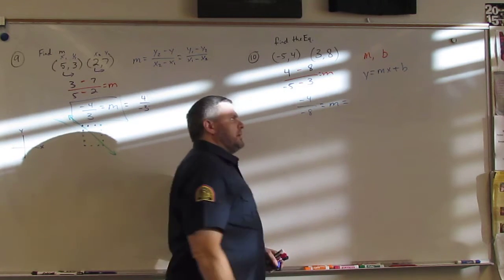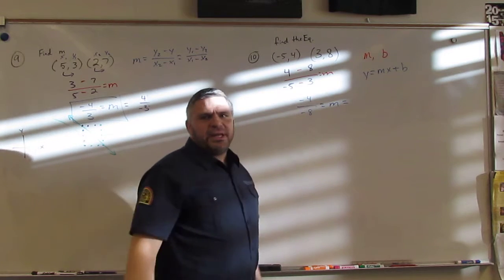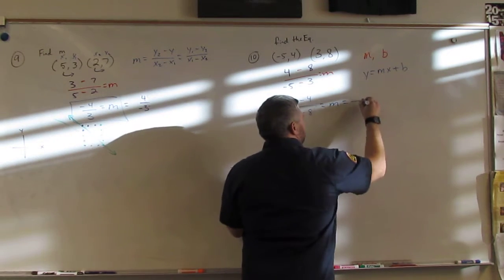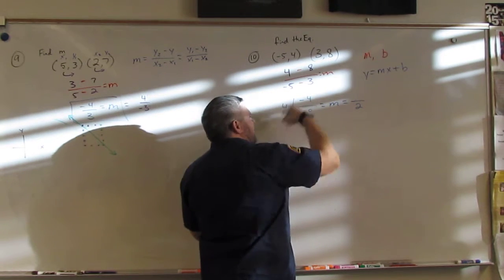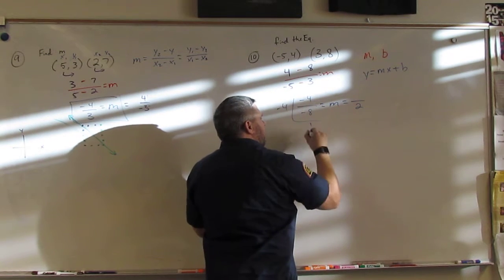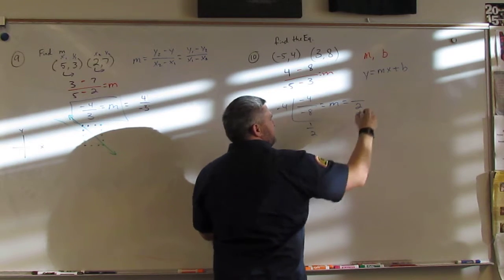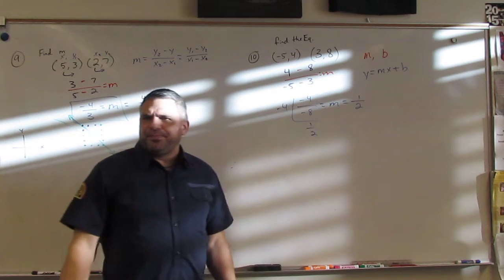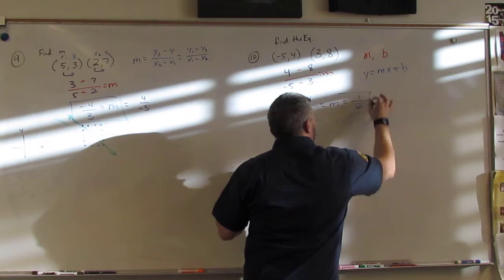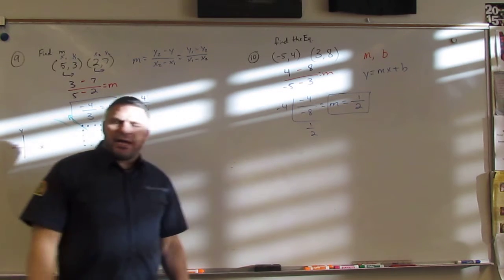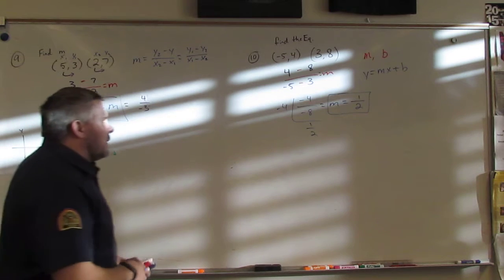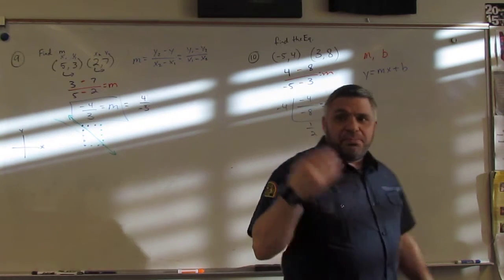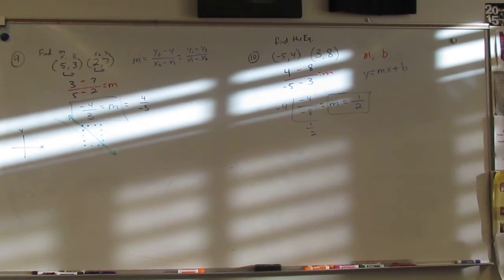Two negatives make a positive. And how many times does 4 go into 8? Twice. How many times does 4 go into 4? See how we did that? So that is once and twice. So it's 1/2. Our slope is 1/2. Okay, that makes sense. No, slope is M. Now we've got to find B.